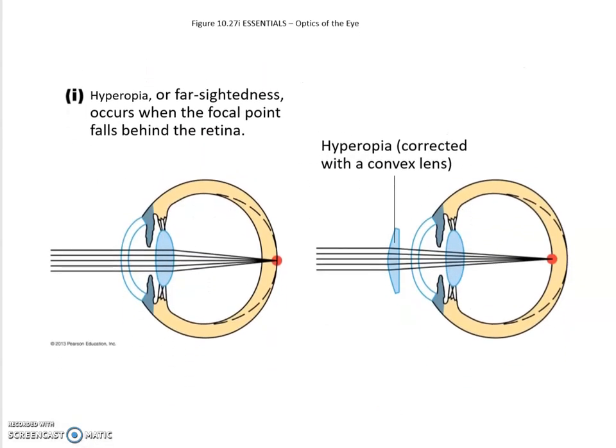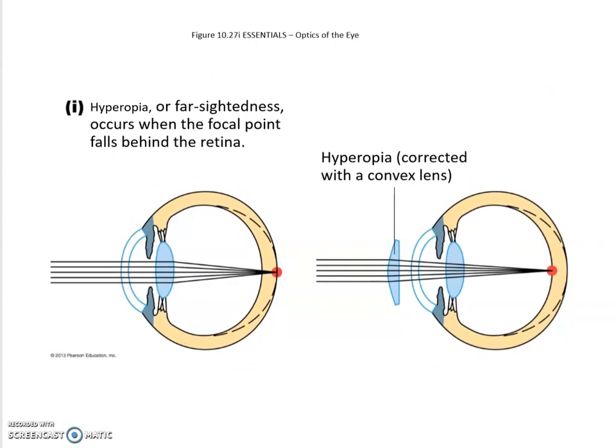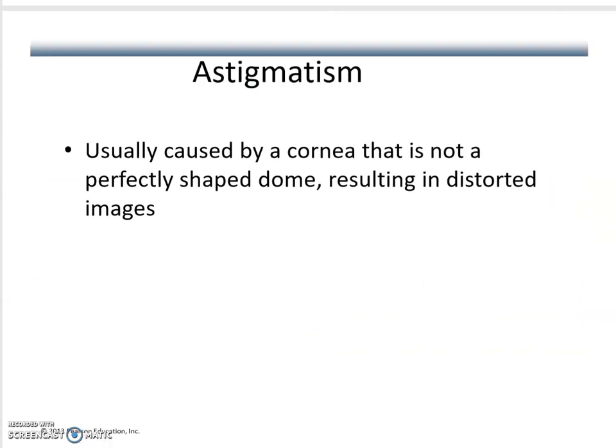The opposite is true. If your eyeball is too short and you are focusing on a spot behind the retina right here, then of course your vision is going to be blurry again. In order to correct that, that's called hyperopia, and we're going to correct that with a convex lens. And your optometrist can tell you all about that.